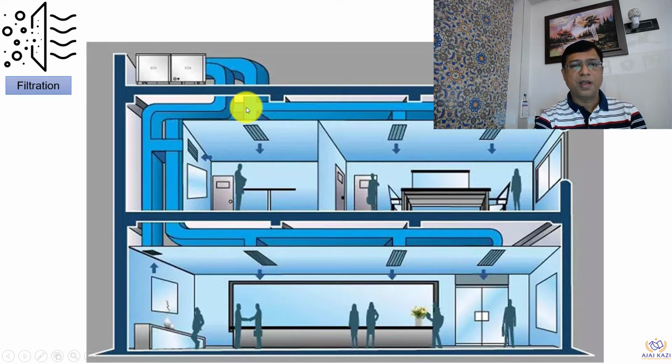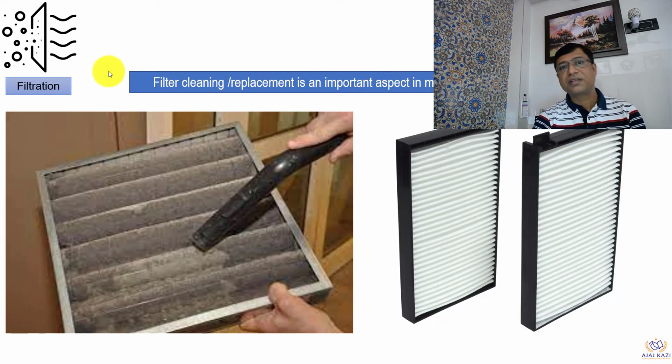This is the unit which supplies the supply air, then the return air or the exhaust air goes out of this unit outside. So it can be a centralized unit, or it can be multiple units depending upon the area, spaces and design. Filter cleaning is an extremely important aspect in maintaining indoor air quality. Filter cleaning or replacement has to be done on a periodic basis to avoid any impact on indoor air quality.